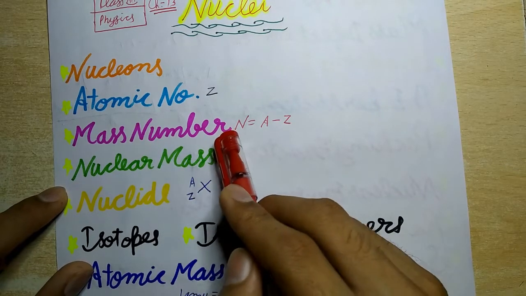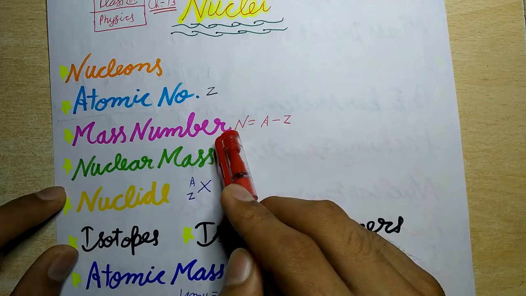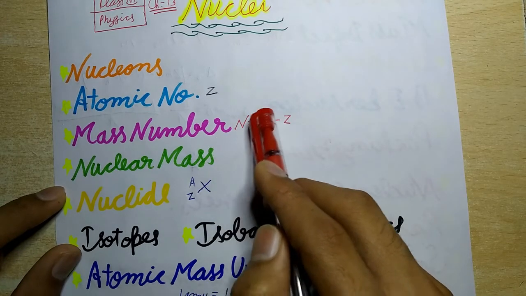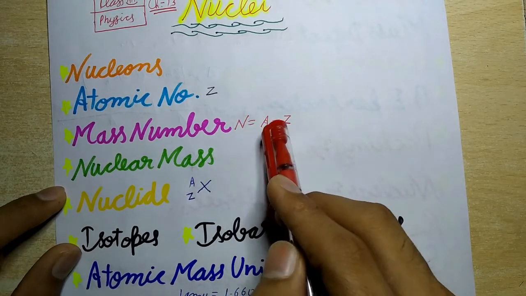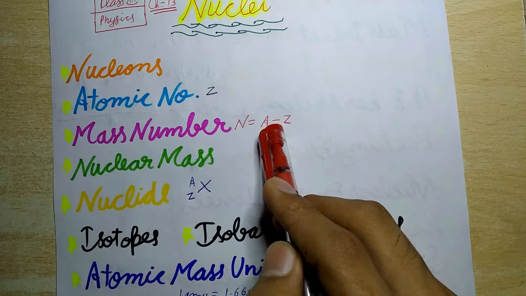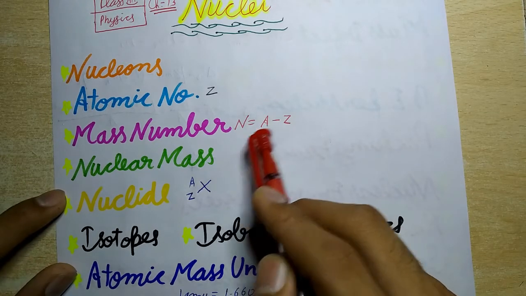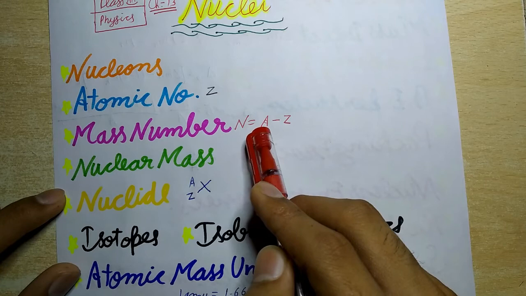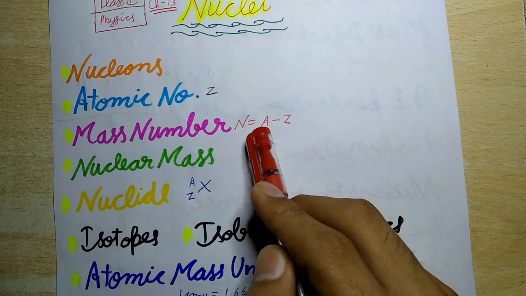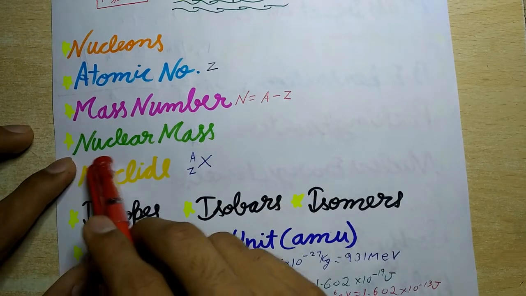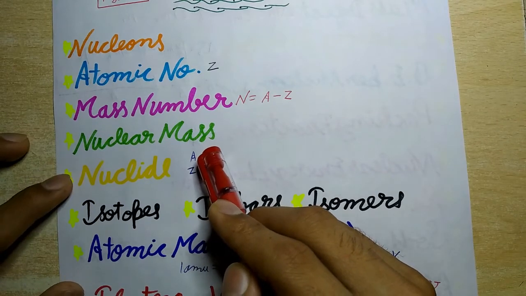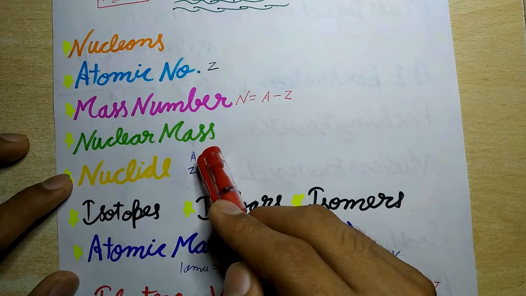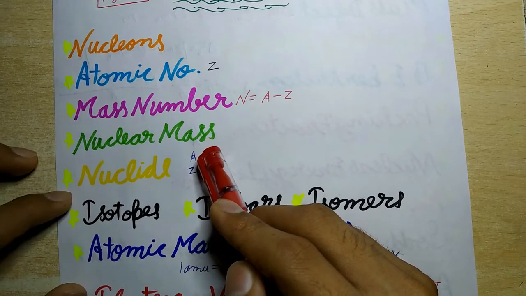So, if N is the number of neutrons in an atom, then its formula is A minus Z, where Z is the number of protons or electrons, and A is the number of nucleons in an atom. Now, next is nuclear mass. The total mass of the protons and neutrons present in a nucleus is called the nuclear mass.